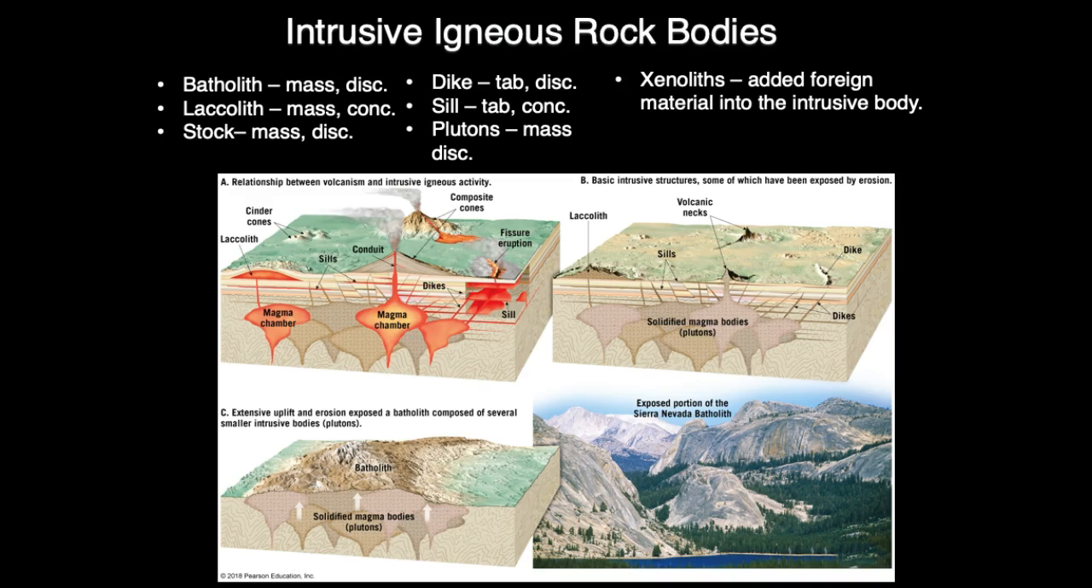Okay, so you see that name right here as well. Stocks are basically one single magma chamber, or maybe 2 of them, but not amounting to 100 square kilometers.